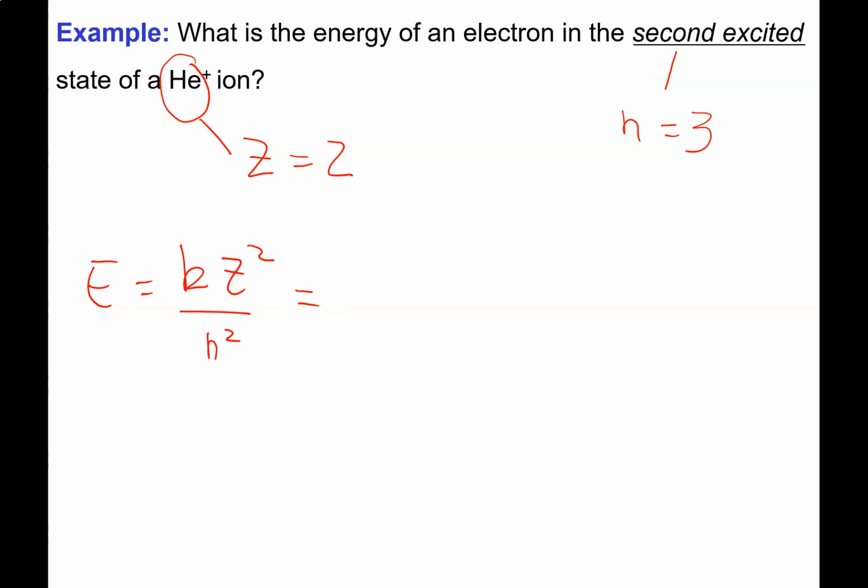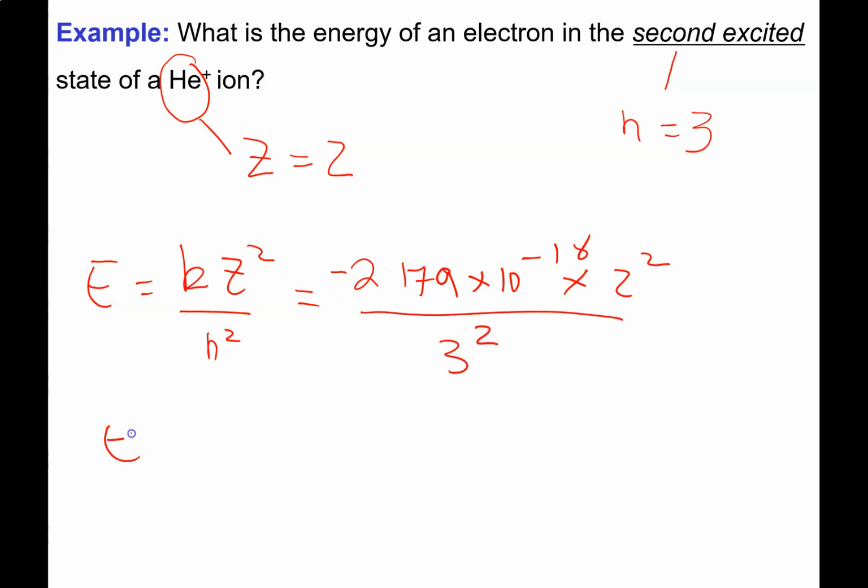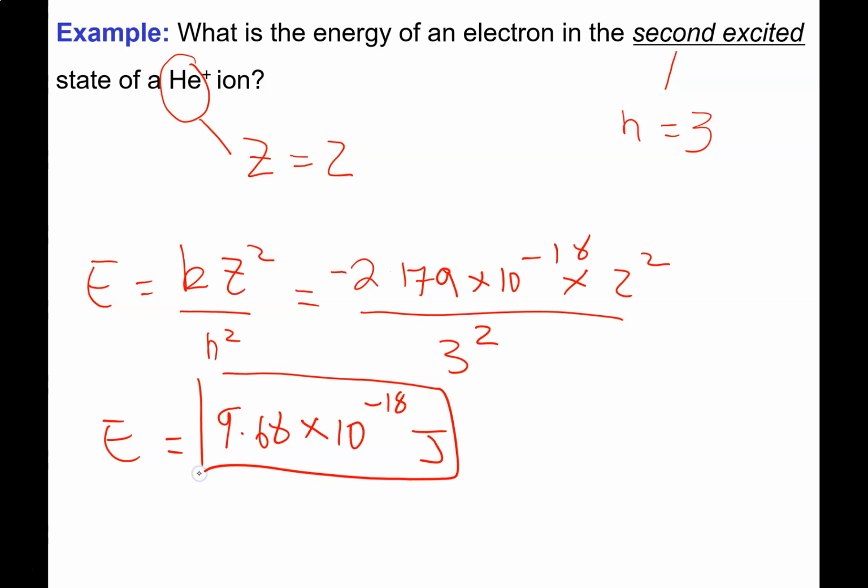So here we are. Let's see what we've got. So we've got 2.179 times 10 to the minus 18, that's minus there, times 2 squared, or 4, over 3 squared, and so the energy equals, and this will be in joules. It's going to be a small number. Let's see what we get here. So it ends up being 9.68 times 10 to the minus 18 joules, if I enter that into the calculator correctly.